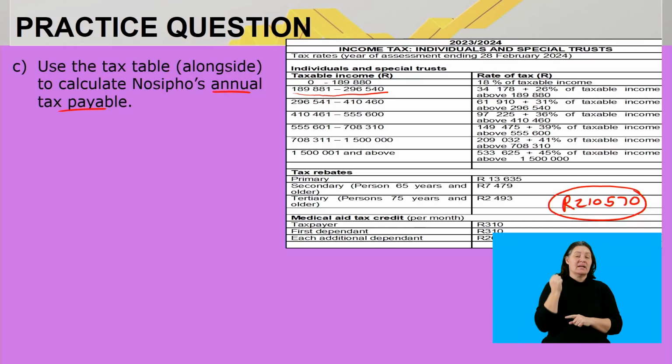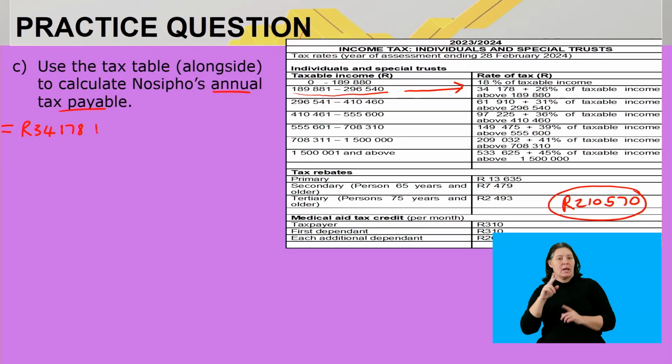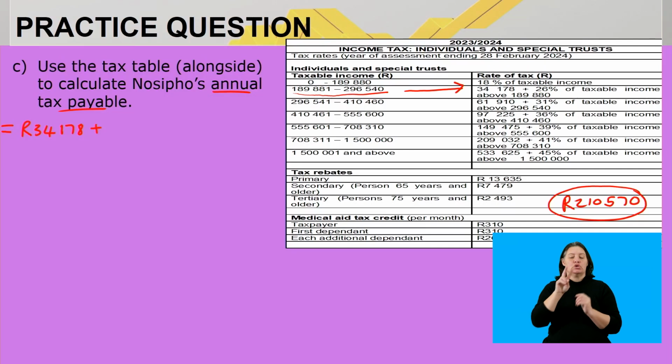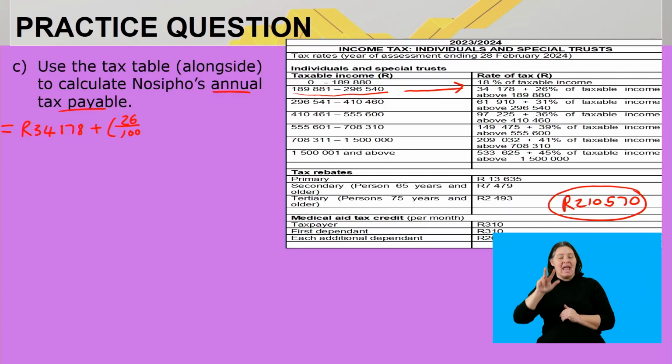So after finding the correct tax bracket, I move to the right-hand side of the tax table to see what is applicable. So therefore, in bracket number 2, basic tax of 34,178 rand is payable plus an additional 26%, right? 26% of the taxable income above 189,880. So I'll do this here so that you can see.